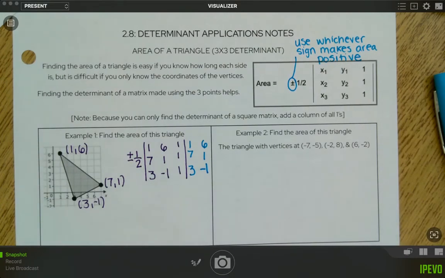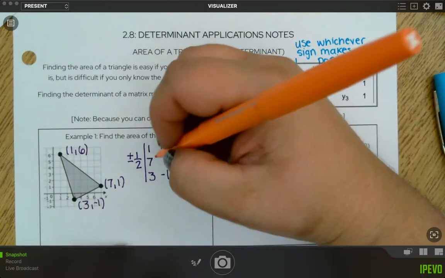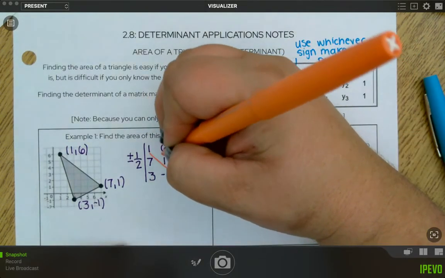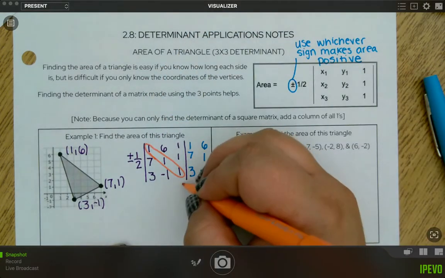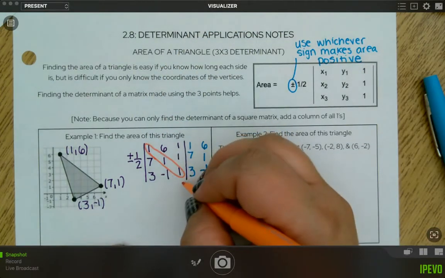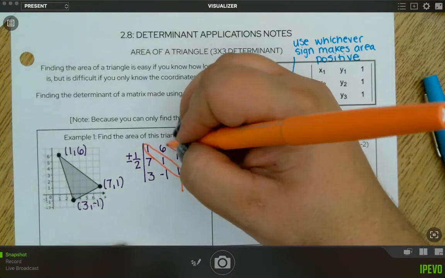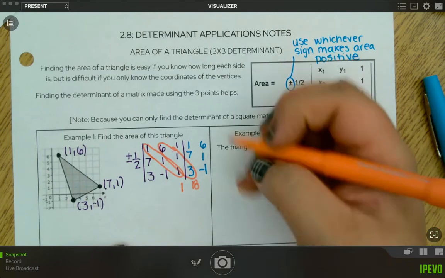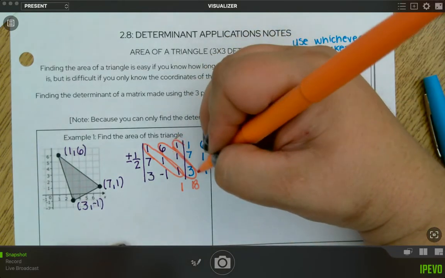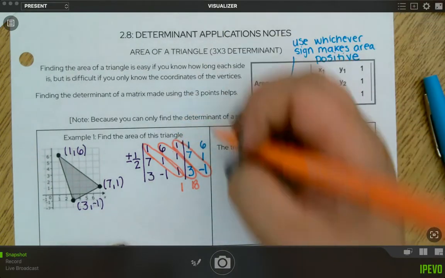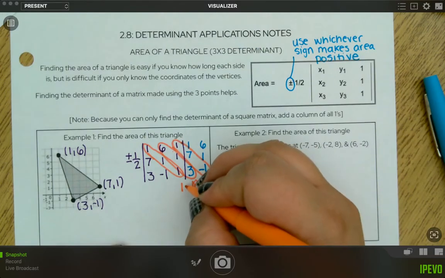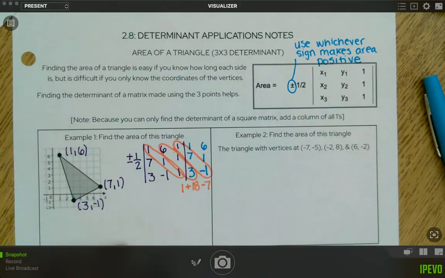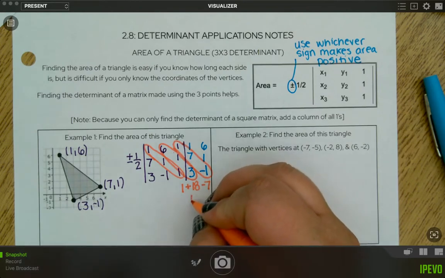Right, so when we're finding the determinant, we do all the diagonals that go down and to the right first. So 1 times 1 times 1 is 1. 6 times 1 times 3 is 18. And 1 times 7 is 7, times negative 1 is negative 7. And we are adding all of these together. 1 plus 18 is 19. 19 minus 7 is 12.